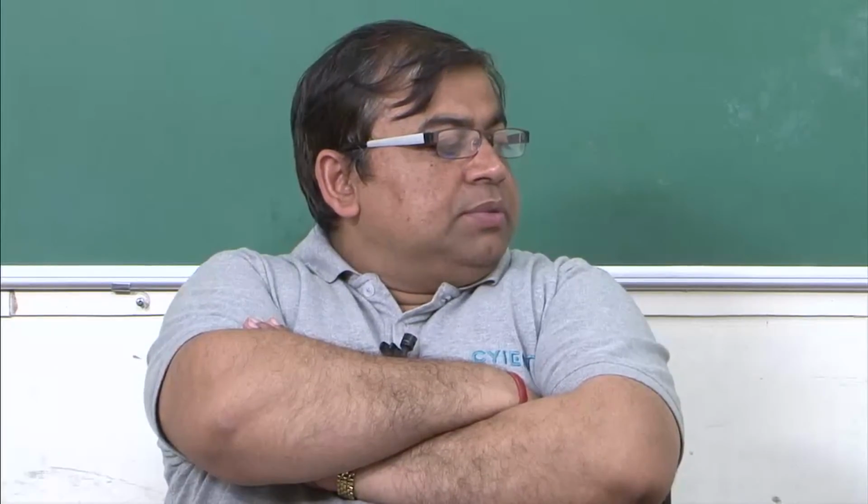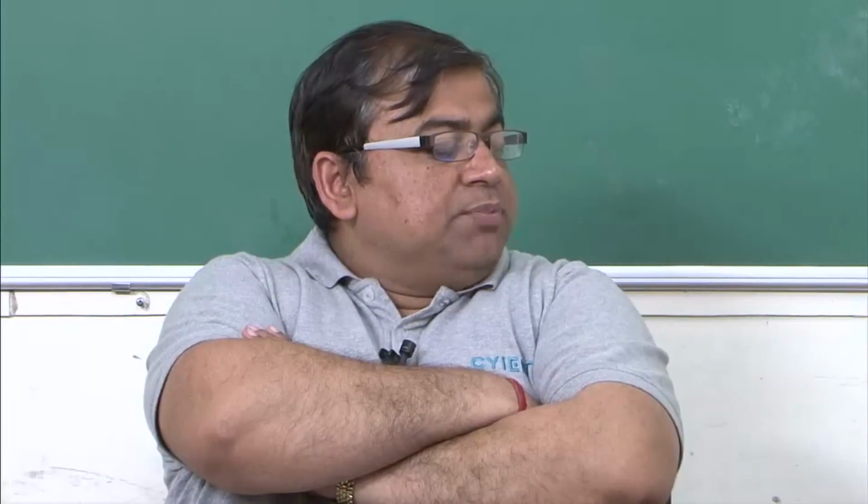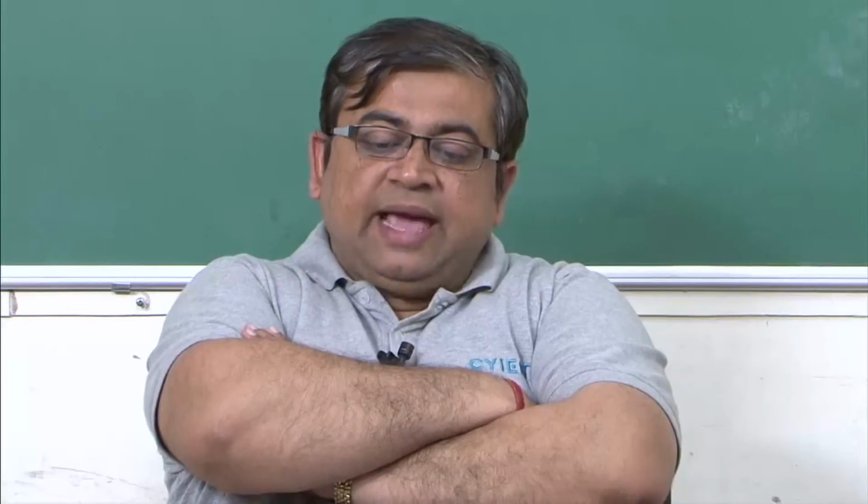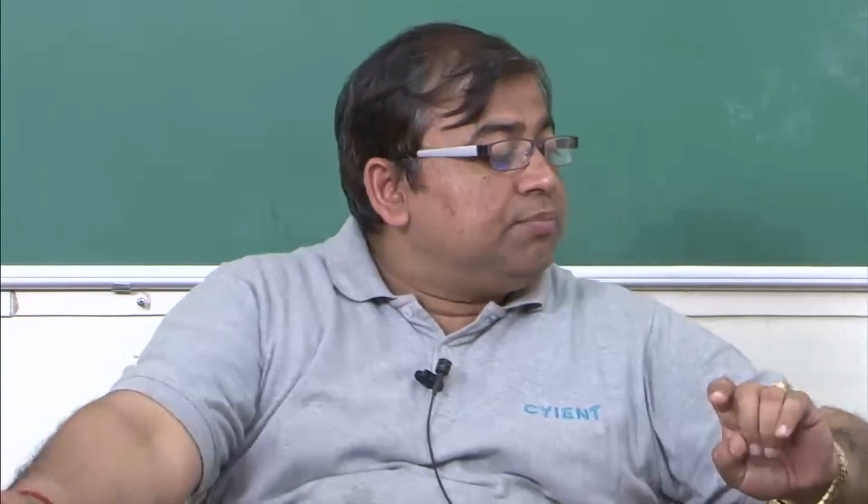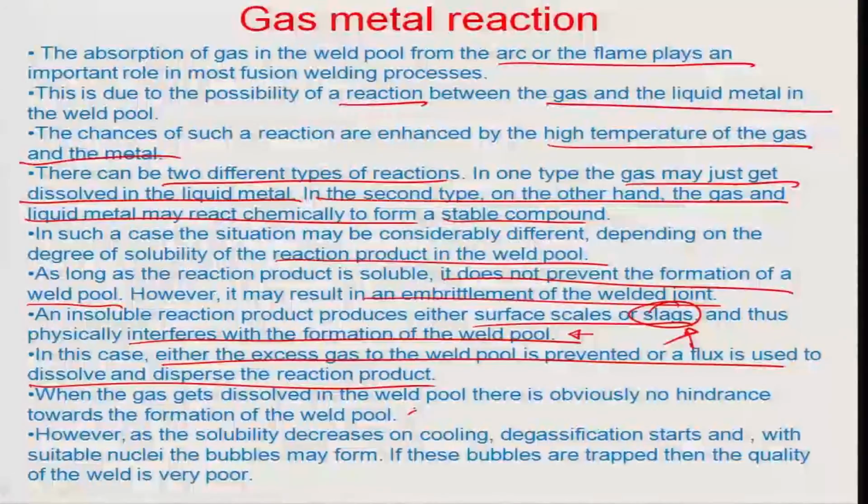Another important gas metal reaction is the diffusion of the gas into the parent metal from the weld pool, and when the temperature of the thermal cycle is high, this diffusion process may be quite fast. The diffusion of hydrogen into the heat affected zone may again cause an embrittlement of the welded joint.